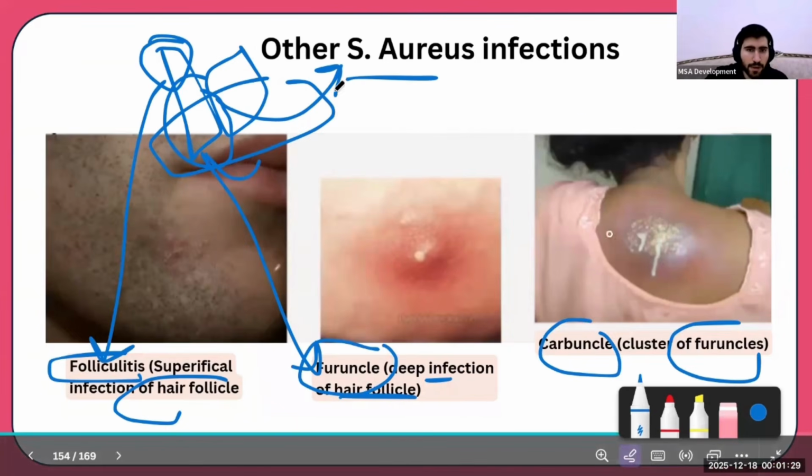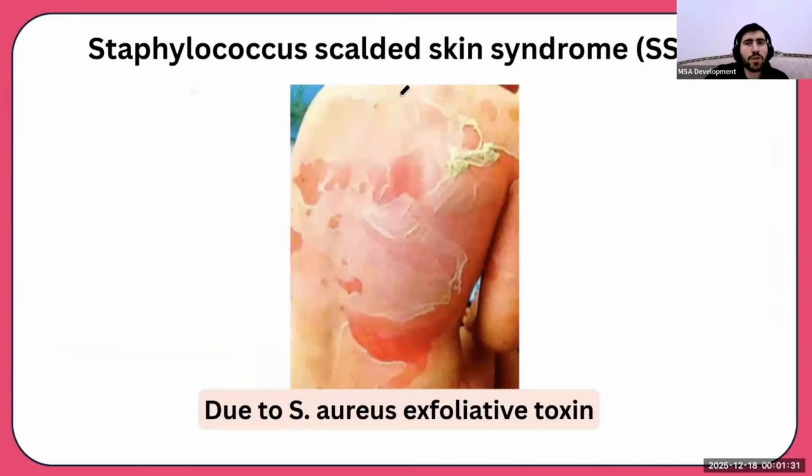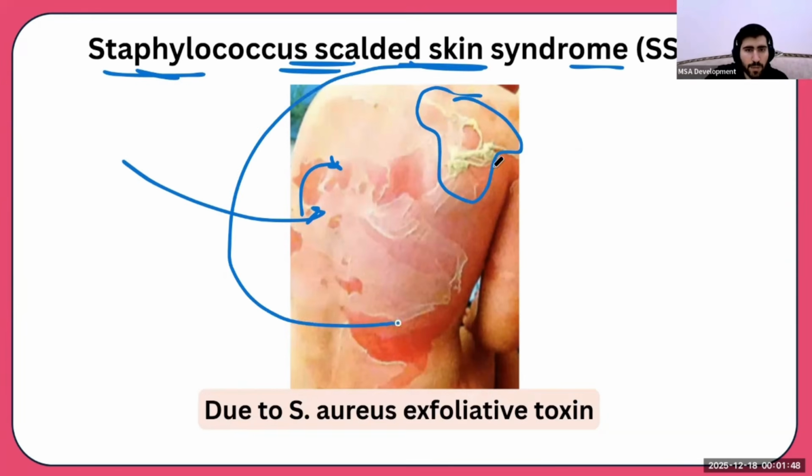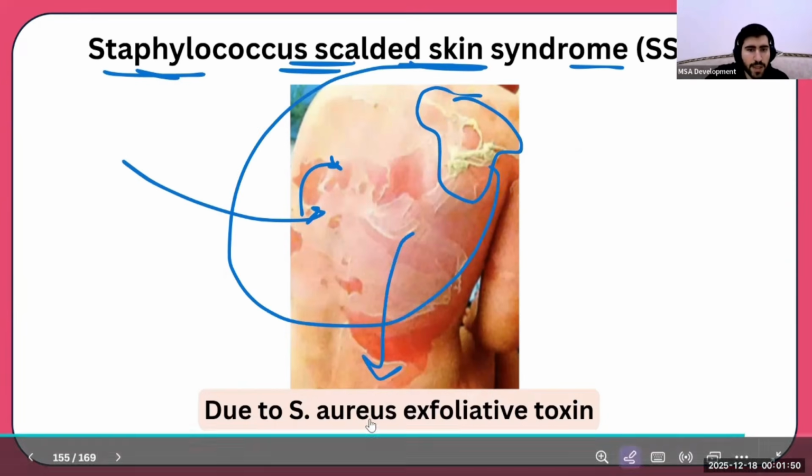is cluster of furuncles. Now we also have an infection caused by Staph aureus, causing a disease called staphylococcal scalded skin syndrome. Staph aureus go into the skin, release its exfoliative toxin, and causes scalding of the skin, as you can see here. That's staphylococcal scalded skin syndrome. Just memorize the picture. It's caused due to Staph aureus.